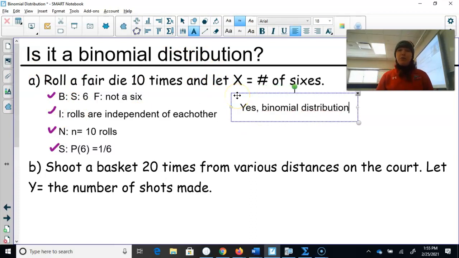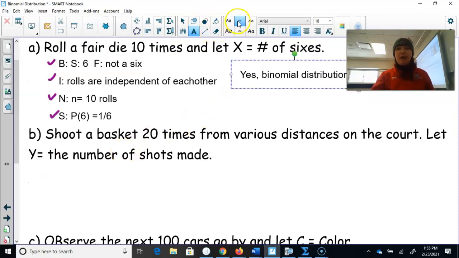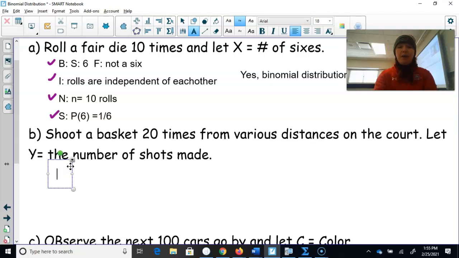Okay, next: shoot a basket 20 times from various distances on the court. Let Y equal the number of shots made, okay? So we're gonna shoot a ball 20 times from various distances on the court. We're gonna record we either made it or we didn't. So B is our binary. Success would be we make it. A failure would be we miss it.